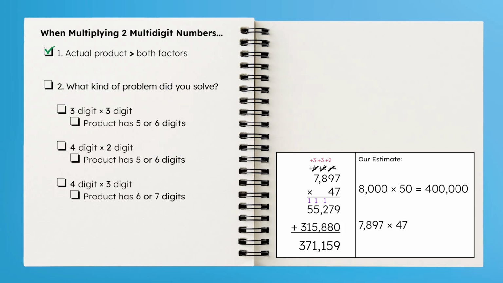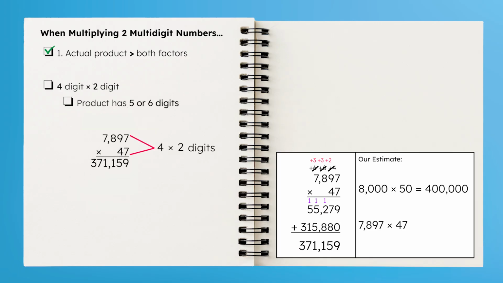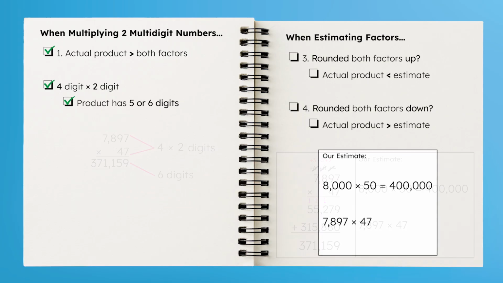Did we multiply 3 digits by 3 digits, 4 digits by 2 digits, or 4 digits by 3 digits? 4 by 2. That's 6 digits total. So our product should have 5 or 6 digits. How many digits are in our actual product? 6. Another check. Last rules.